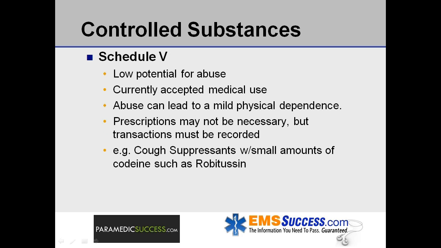At the lower end of the spectrum are Schedule 5 drugs. These are considered by the government to have a low potential for abuse and a currently accepted medical use in the United States. Abuse of these drugs can lead to a mild physical dependence. Prescriptions may not be necessary, but transactions must be recorded. An example would be cough suppressants with small amounts of codeine, such as Robitussin, as well as other prescription drugs with small amounts of opiates.